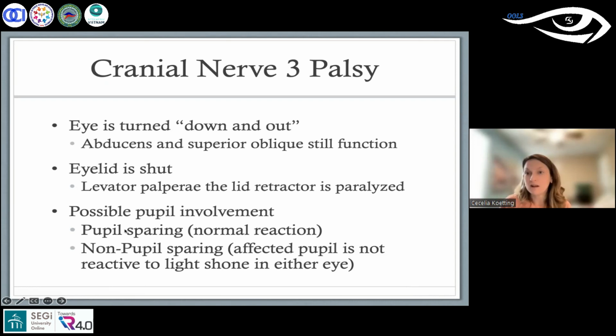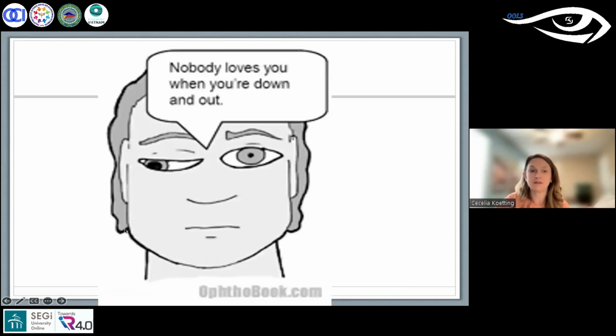Possible pupil involvement. And this is where it really gets important. So we have to look at the pupil, even when the patient's not completely together, right? We still got to look at that pupil because it gives us more information about what type of concern we have and what level of concern we have. Pupil sparing means that there's no pupil involvement. It's having completely normal reaction. Non-pupil sparing or pupil involvement, we're going to have an afferent pupil defect.